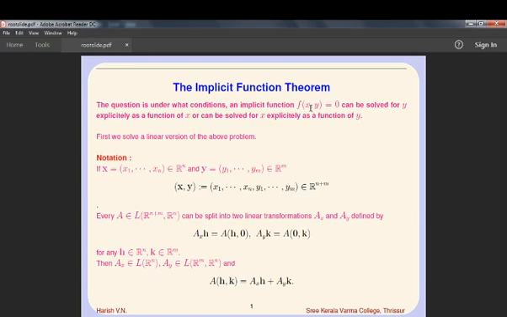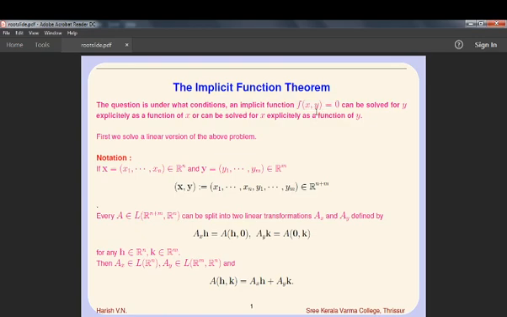ചില ഇംപ്ലിസിറ്റ് ഫംഗ്ഷൻസിനെ നമുക്ക് എക്സ്പ്ലിസിറ്റ് ആയിട്ട് എഴുതാൻ പറ്റും. ഉദാഹരണം, suppose f of x, y equal to y minus x square equal to 0. So here y can be expressed explicitly in terms of x, namely y is equal to x square. So a most general function in x and y is of this form: f of x, y is equal to 0. That expression may be an implicit function or maybe an explicit function.